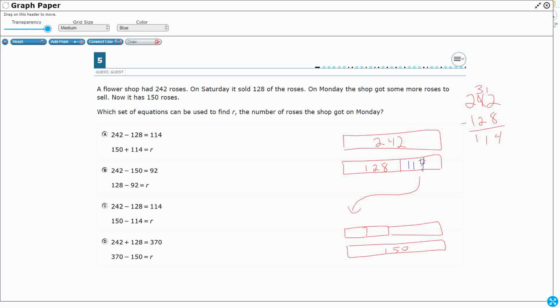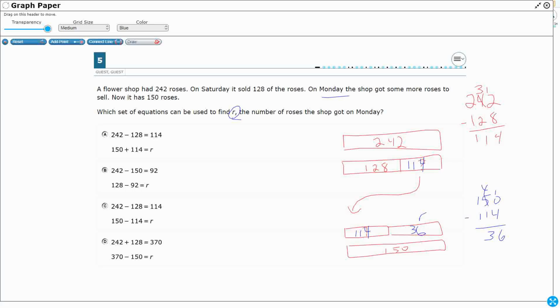114. So now I have 114, and then the shop got some more, so they added some more. So 114 plus something makes 150. I could also do a subtraction problem here. 150 minus 114, right? And that's going to get me 36. Okay, so R is the number of roses it got on Monday, and that's this one that I found right here. Okay, so what could I do here?